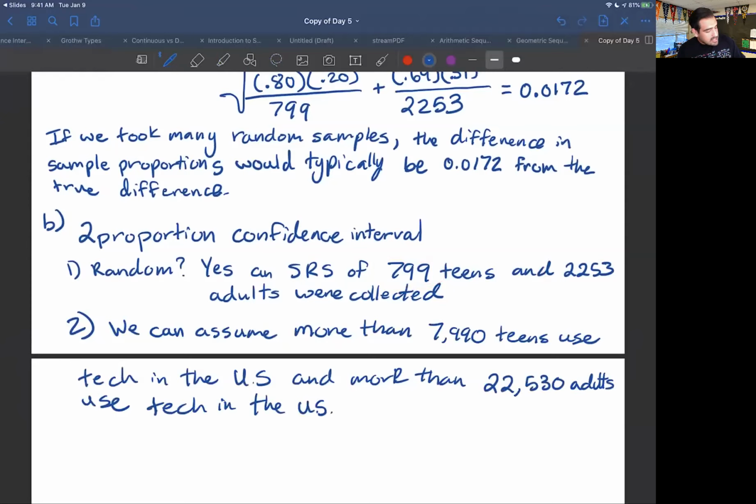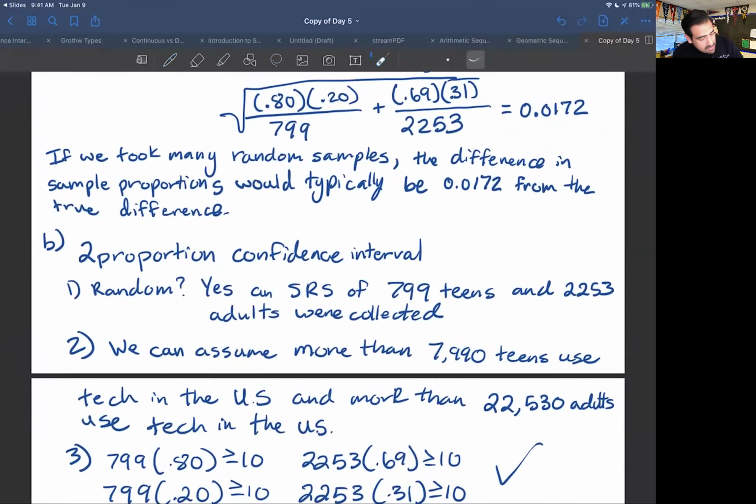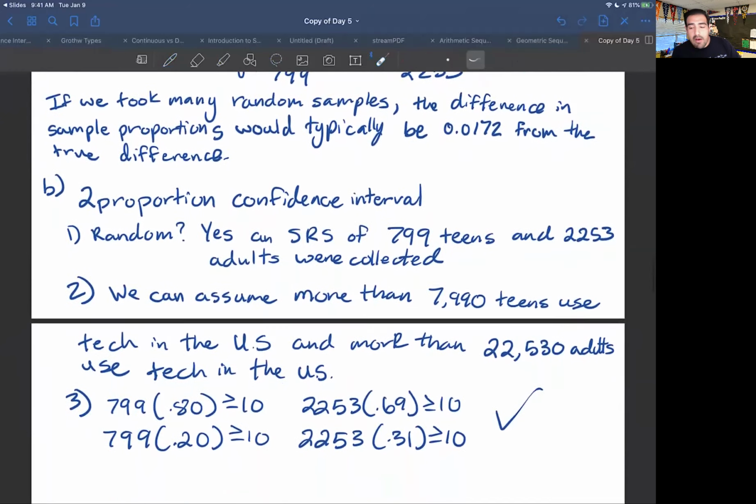Now we need to check the large counts, right? I can say 799 times 0.80, is that greater than or equal to 10? Is 799 times 20% greater than or equal to 10? Is 2,253 times 69% greater than or equal to 10? As well as 2,253 times 31% greater than or equal to 10. I'm not going to do the math, but yes, all of those work, right? Remember, that information is coming from here, where those numbers are coming from. So we've met all 3 conditions.